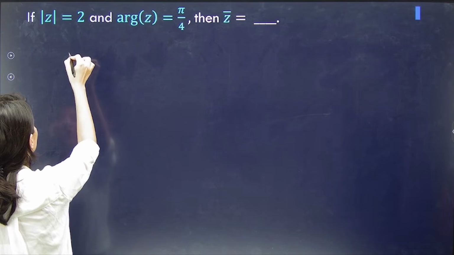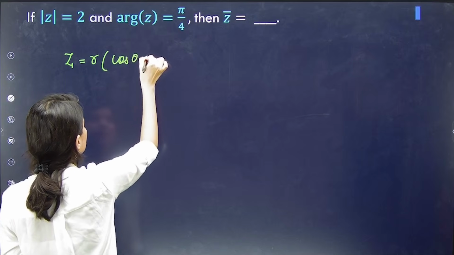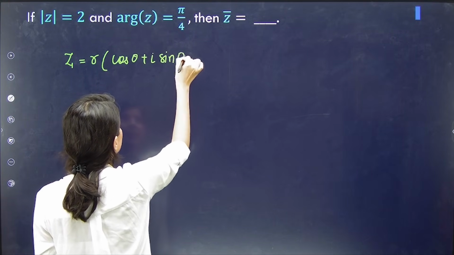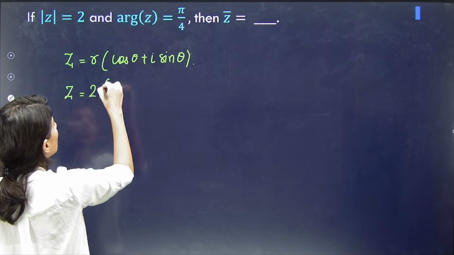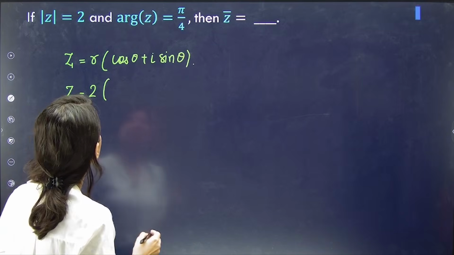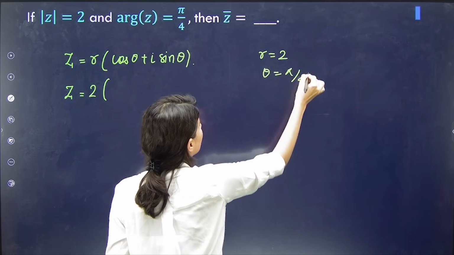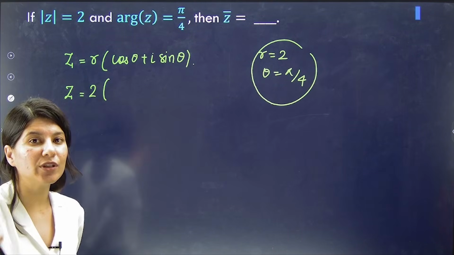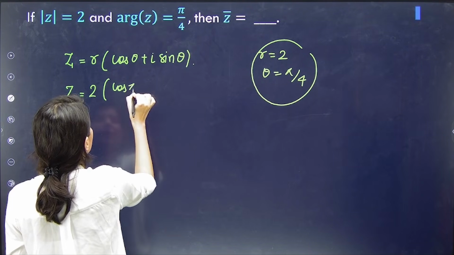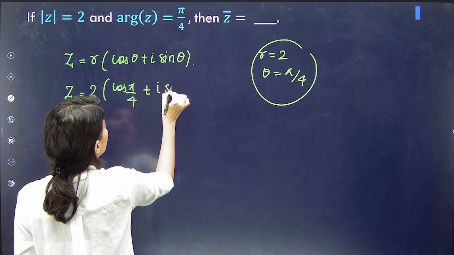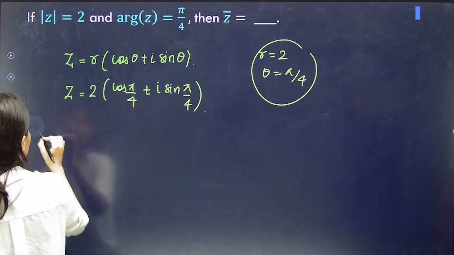So it is given that mod z is 2. That means if the complex number I have assumed is r cos theta plus iota sin theta, then I can simply write z equals r, so that is 2 cos theta plus iota sin theta. So theta is pi by 4. See, r is 2 and theta is pi by 4. Whenever you know r and theta, then you're sorted. Then you can write polar form, algebraic form, any form. So 2 cos pi by 4 plus iota sin pi by 4. Correct? This is your z in polar form.